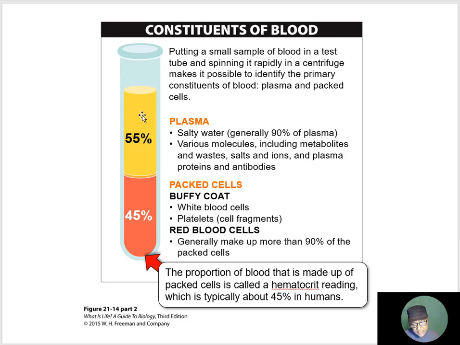All of that is here in the plasma. And then we have the cellular portion of the blood. We've got the red blood cells, which generally make up about 90% of the cellular layer. And then we have what's called the buffy coat. It's called the buffy coat because it looks like a white layer when you spin blood down. And this is where the white blood cells are.